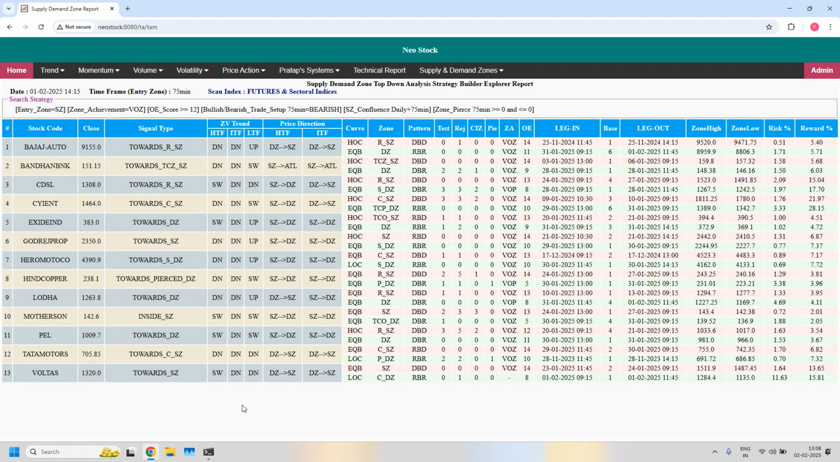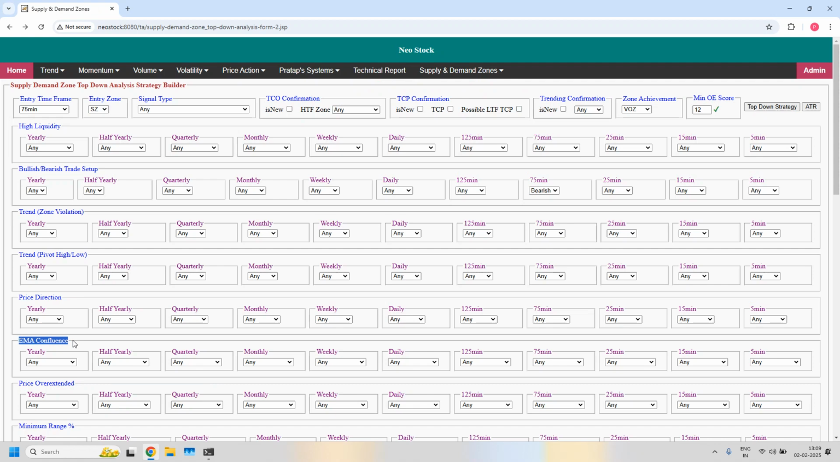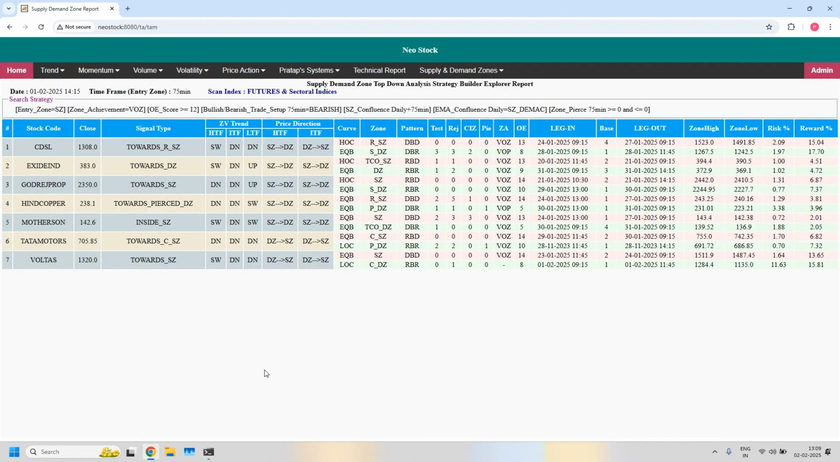So that's why let's verify if the daily supply zone is having daily EMA confluence, then these 75 minute supply zones are even more high probability trade setup supported stocks. Let's verify. In the EMA confluence, I am applying the filter on the 13 stocks, and at the daily time frame, I am selecting the filter daily supply zone having daily EMA confluence or not. Already the trend is a downtrend for all the stocks. So that's why, filtered, we got 7 stocks out of 13.